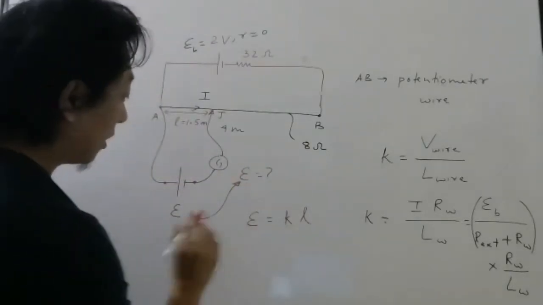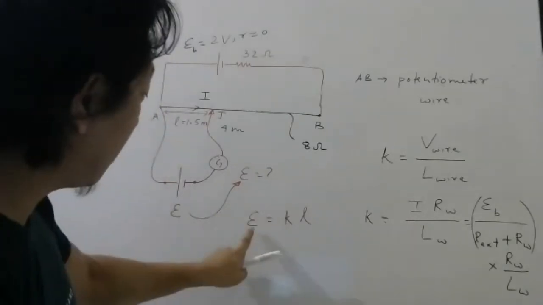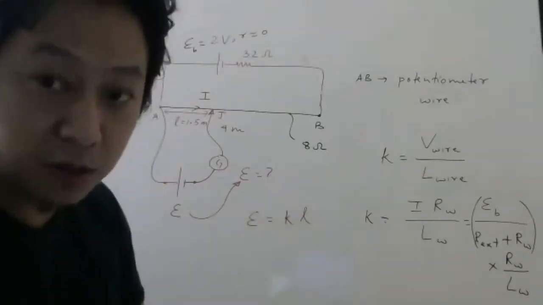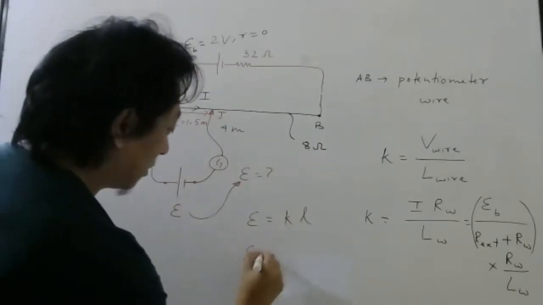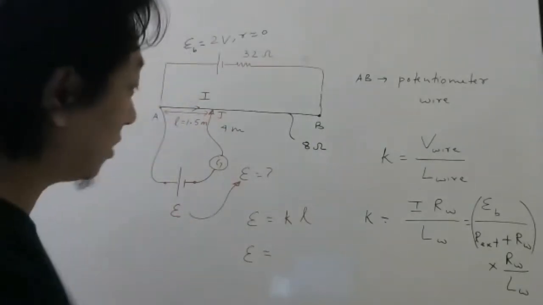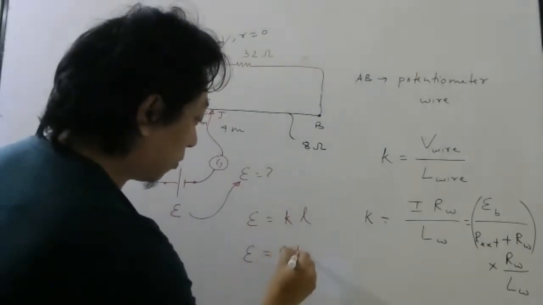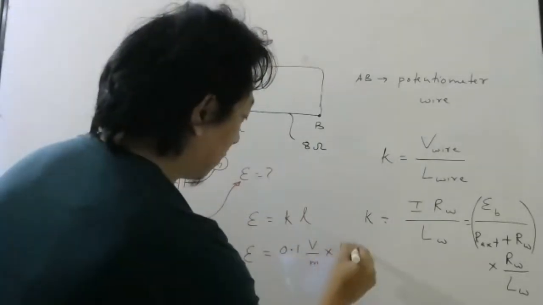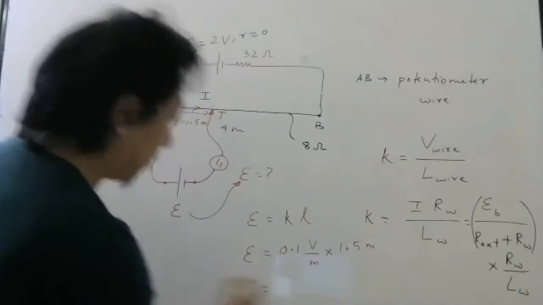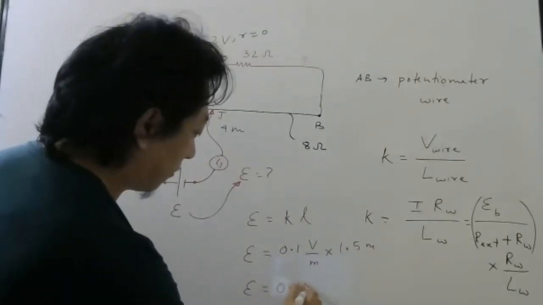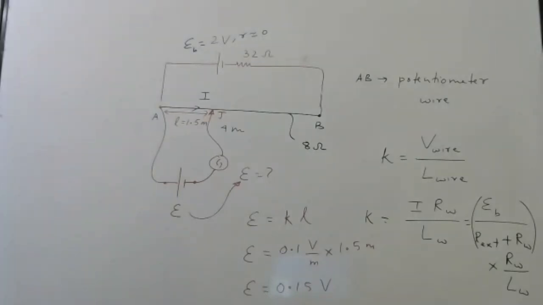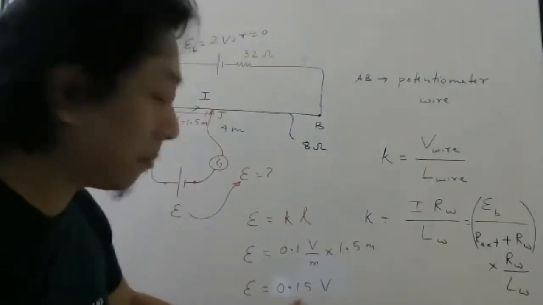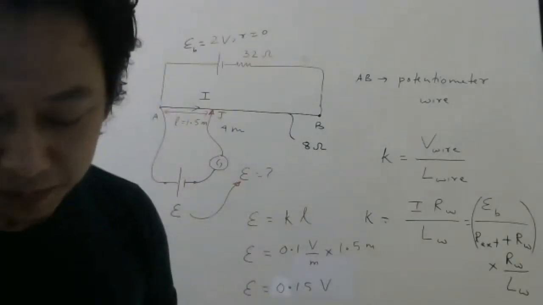Understood or not? So here, in the question, they may give this and ask this, or they may give this and ask this. In this question, they have given you the balance length. And the EMF of the unknown cell will be how much? K was how much? 0.1 volt per meter. And this balance length is 1.5 meter. So the EMF will be 0.15 volt. Okay. So like that, we can find the EMF. In another question, they can give you the EMF and ask you the balance length.